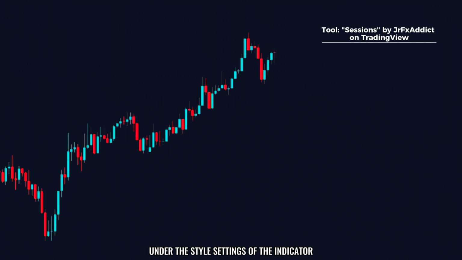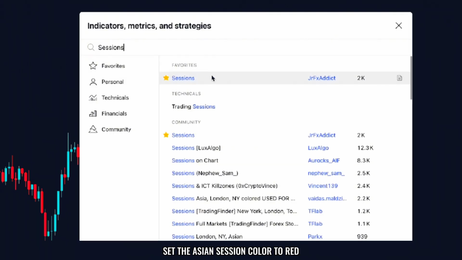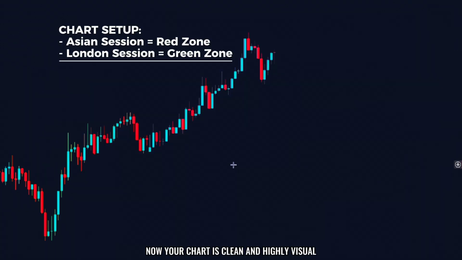Under the style settings of the indicator, uncheck the New York session. Set the Asian session color to red and the London session color to green. Now your chart is clean and highly visual. Step 1.